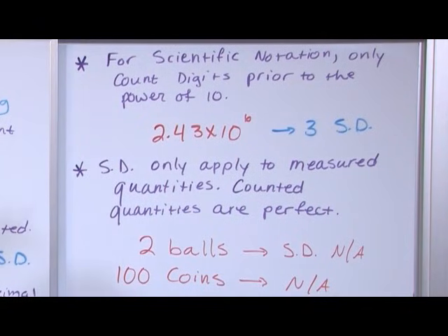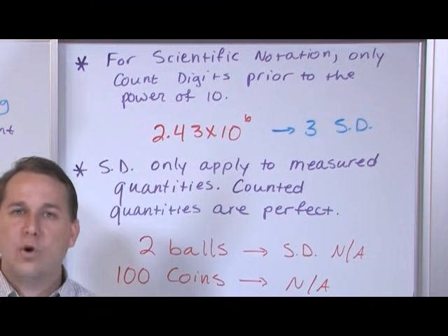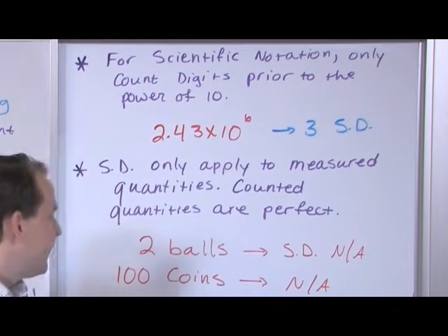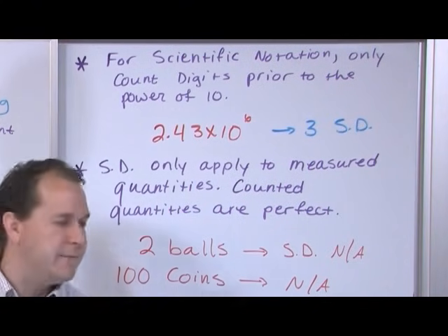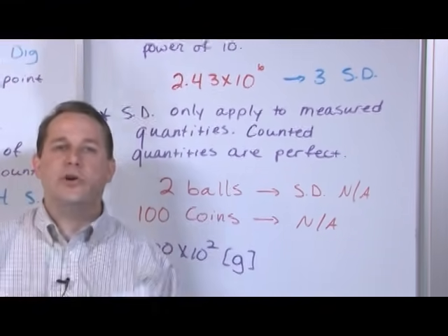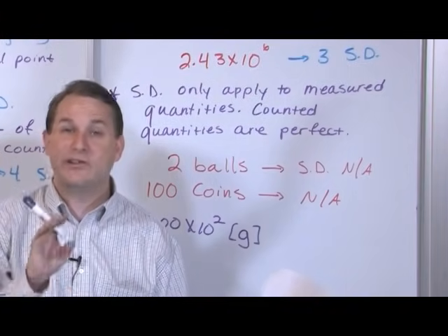Finally, when you're counting objects, in certain problems you may have something that's counted, an exact number. That means it's totally exact. You haven't measured the number of balls with any ambiguity. You know how many balls you have. You know how many coins you have. So you don't even factor in the significant digits in your calculation if you've actually counted something like that.